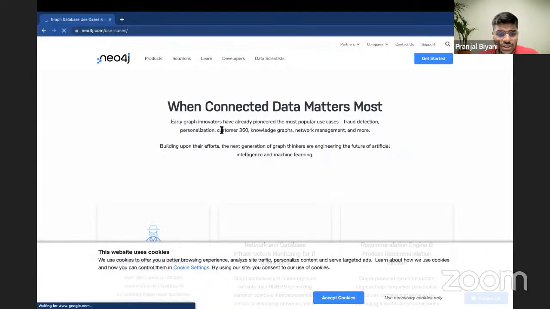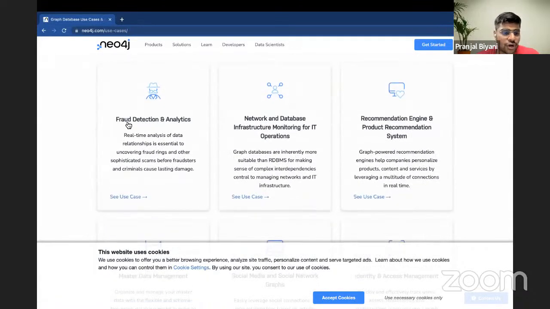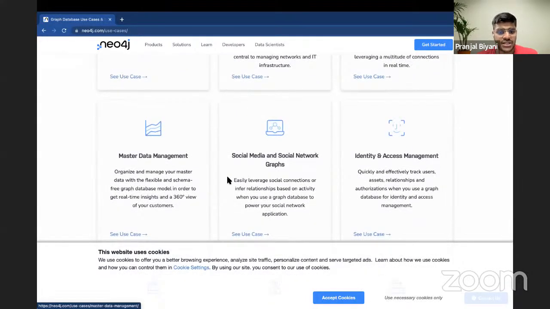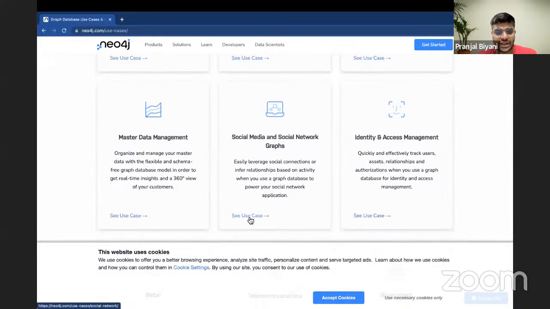Okay. In this, you can see when connected data matters the most. Fraud detection analysis, this is one use case. Network and database infrastructure monitoring for IT operations, this is another. Recommendation engine and product recommendation system, that is another. Right. You can see master data management, social media and social media graphs. Just click on one use case.